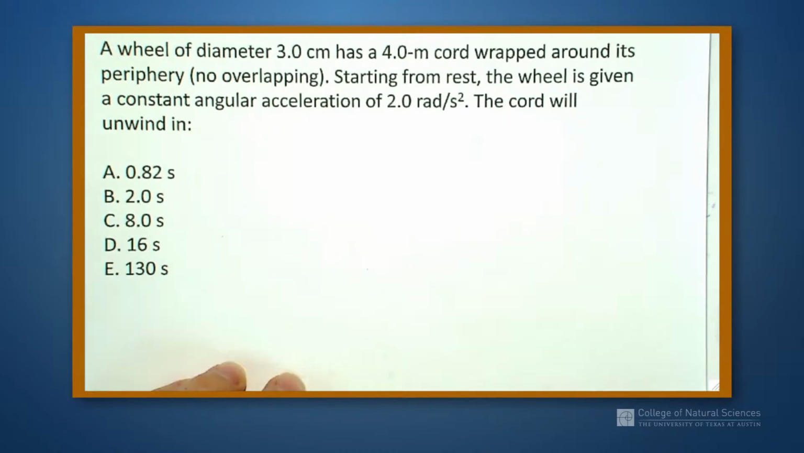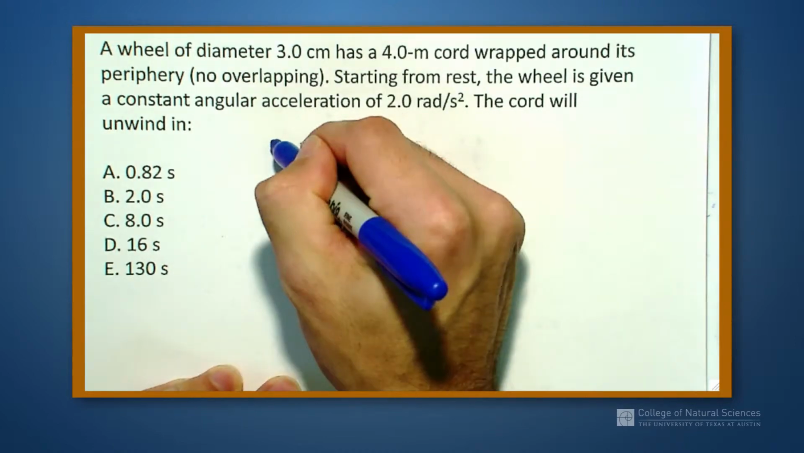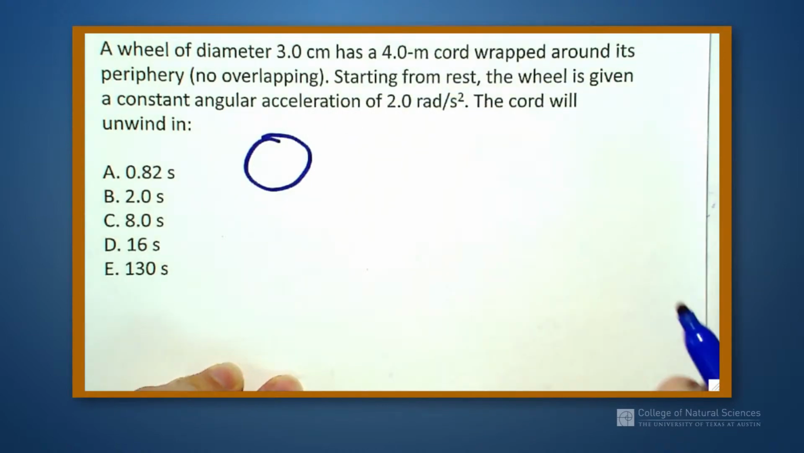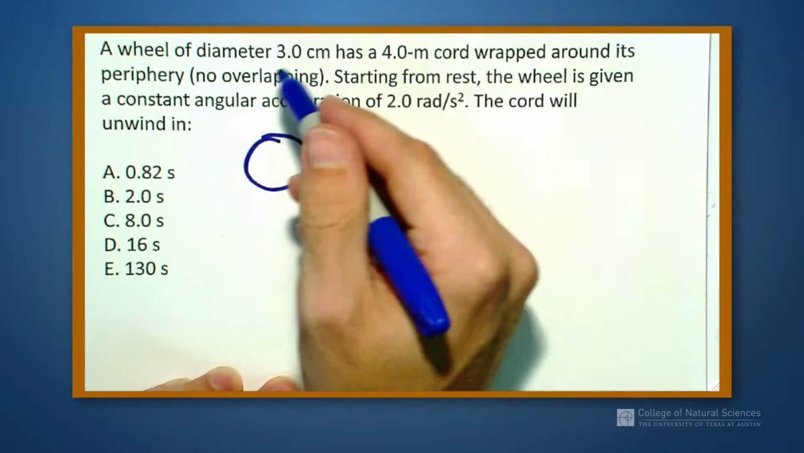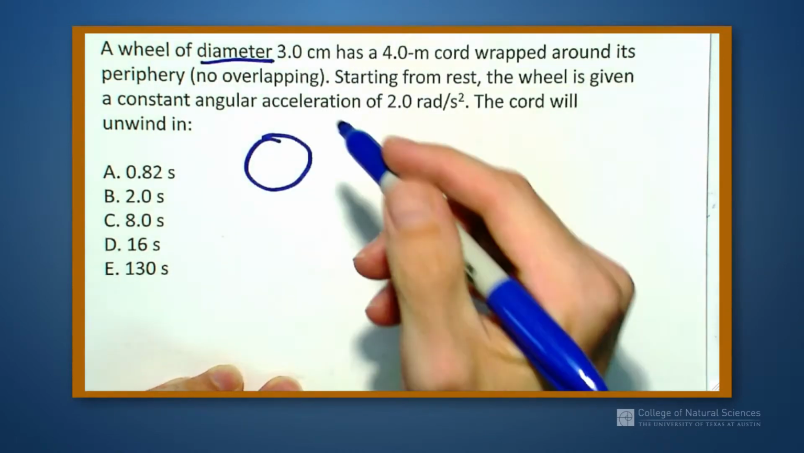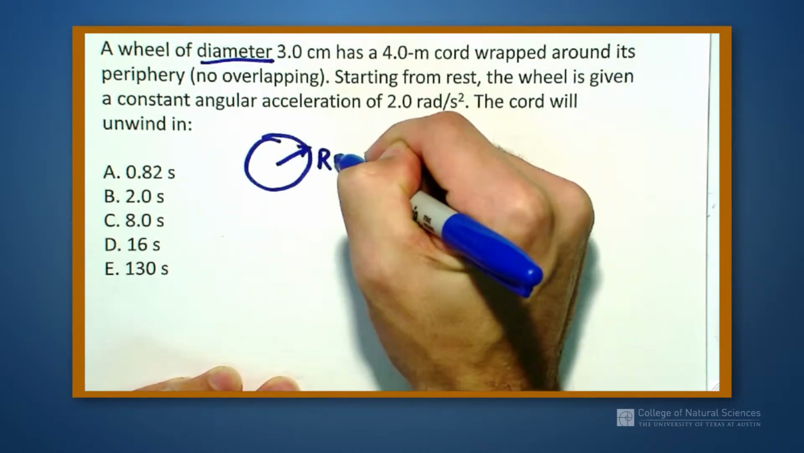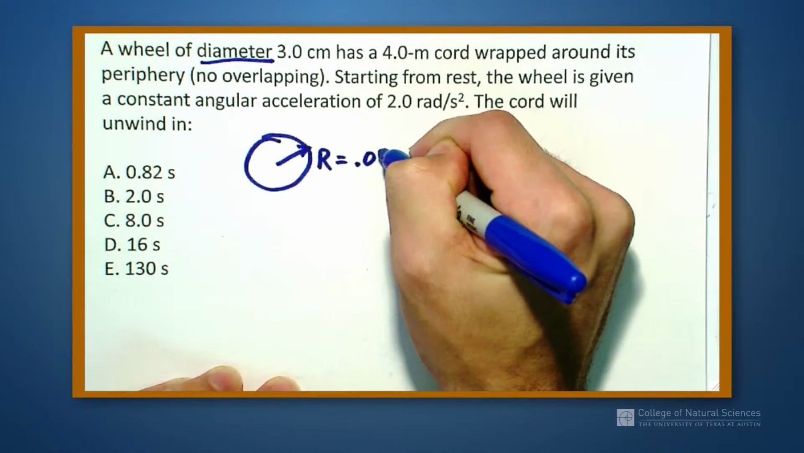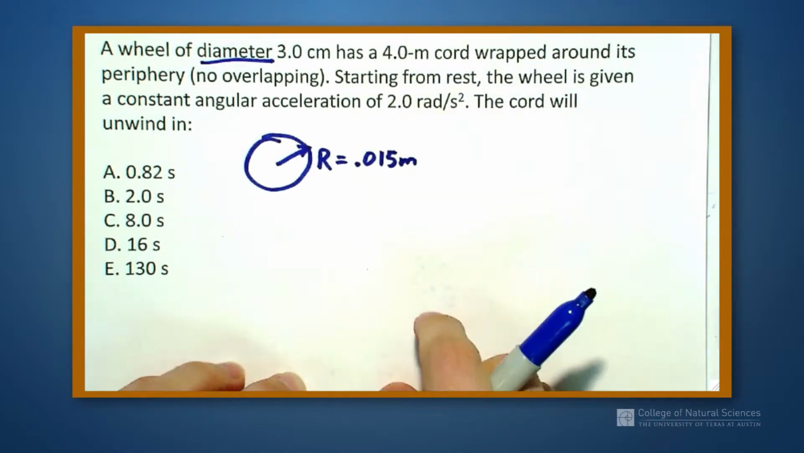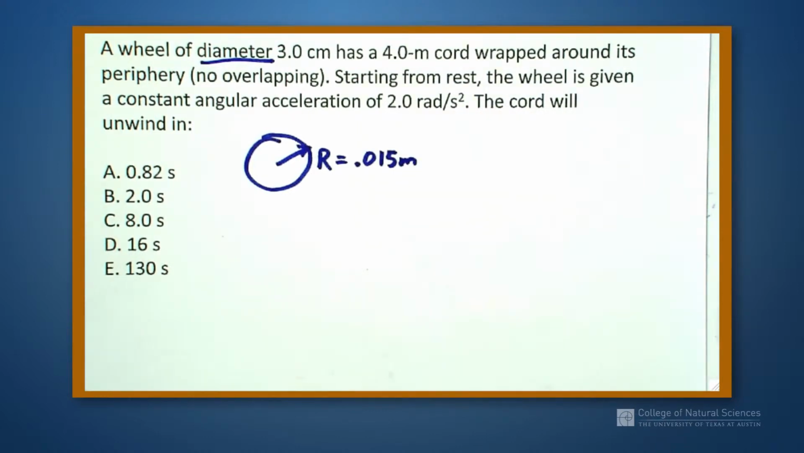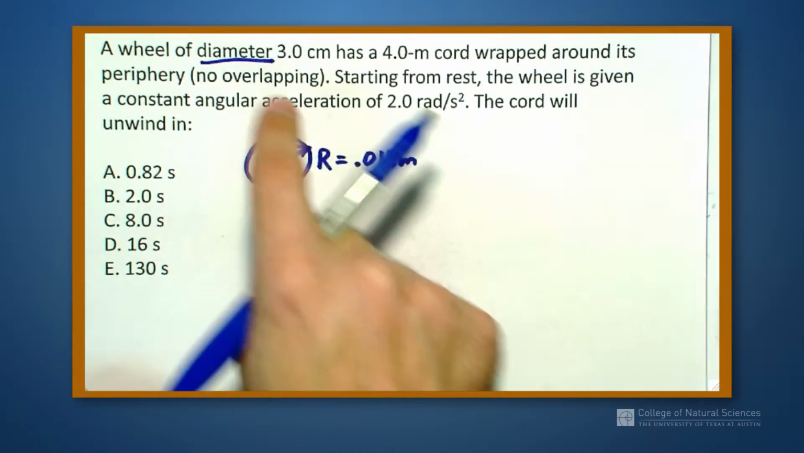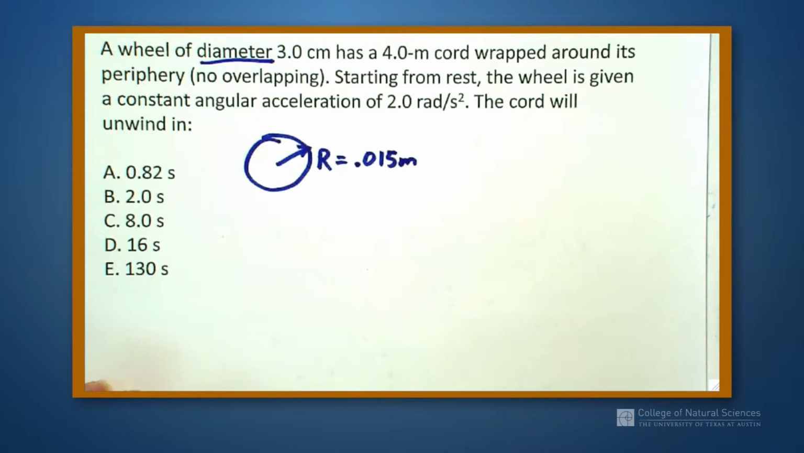A lot of information on this. I'm going to go and draw a picture. So I have a wheel. It has a diameter. This means that its radius, r, is equal to 0.015 meters. We had 3 centimeters, which is 0.03 meters, but that's a diameter, so my radius is 0.015 meters.